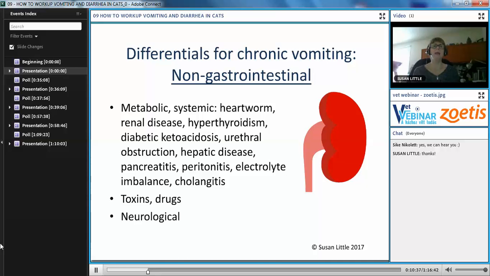So for both vomiting and diarrhea, when I'm looking at that list of differential diagnoses, and this is just a generic list for cats that you can keep on hand. You don't have to build this list every time. So this large list is something that probably you should just have on hand so that you can refer to it whenever you have one of these patients. And so I divide this list into non-gastrointestinal versus gastrointestinal problems that will cause chronic vomiting in cats.